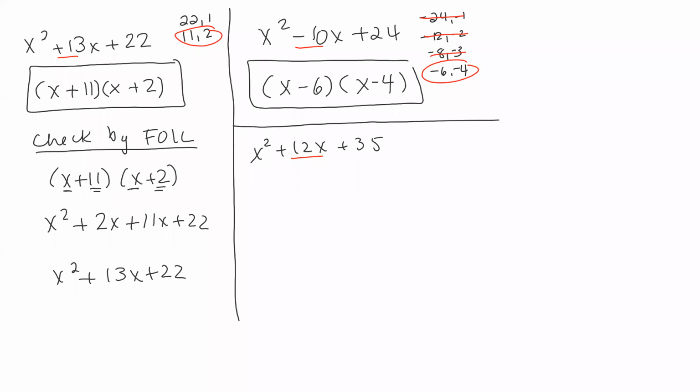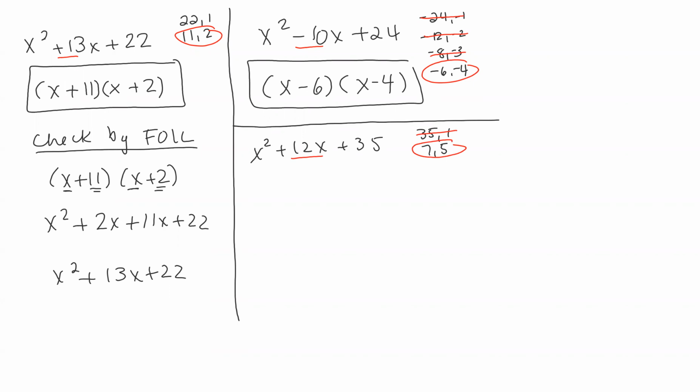So we could have 35 and 1. We could have 7 and 5. And I think that's it. So 35 and 1, both positive, but it adds to 36. That won't do. 7 and 5, both positive. If we add them, we get 12. So there you have it.